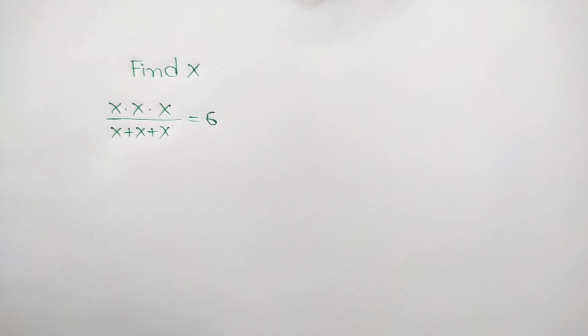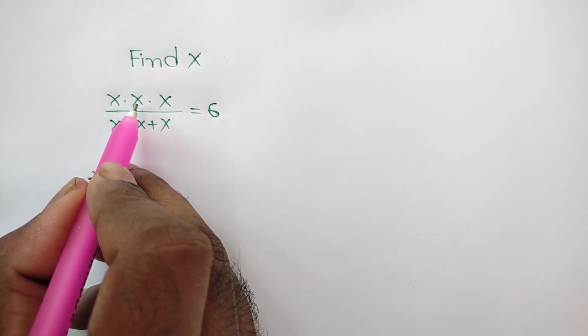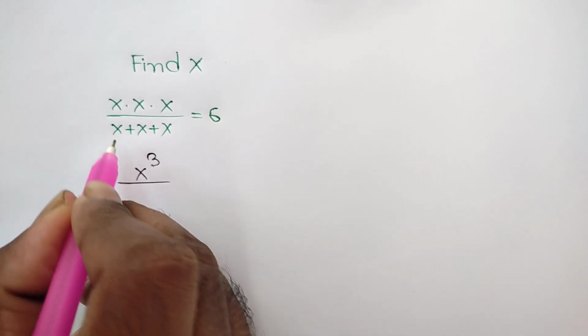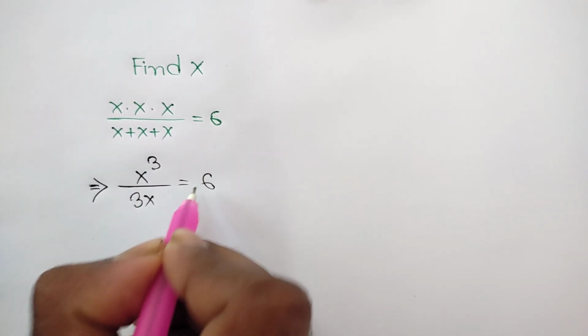Hi everyone, in this video I am going to show how to find the value of x where x times x over x plus x is equal to 6. Or x times x is x square, times x is x cube, over x plus x is 2x, plus x is 3x, is equal to 6.